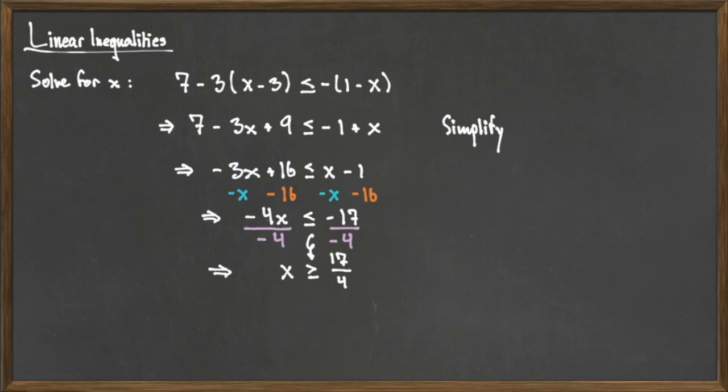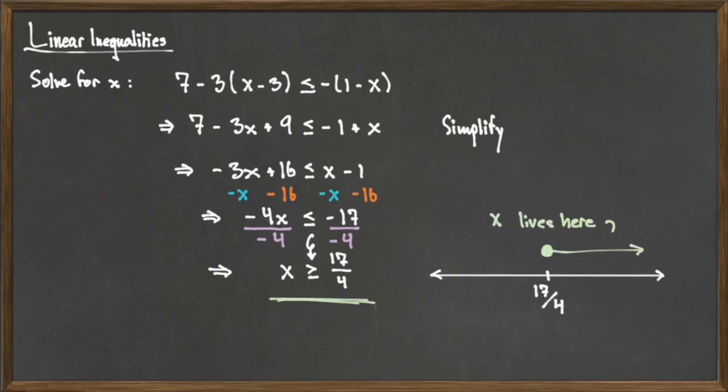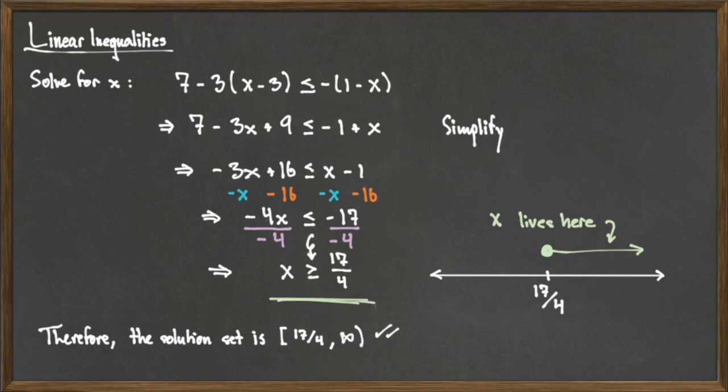We're going to need to express our solution set in terms of an interval, and usually it helps to draw this on the number line to do so. I have a weak inequality, so I'll put a closed circle over 17 over 4 on the number line. And since x is greater than or equal to 17 over 4, I'm going to draw the arrow in the right direction. This is going to give us the solution set of the interval 17 over 4 to infinity, where 17 over 4 is included.